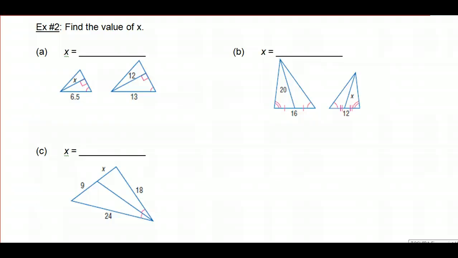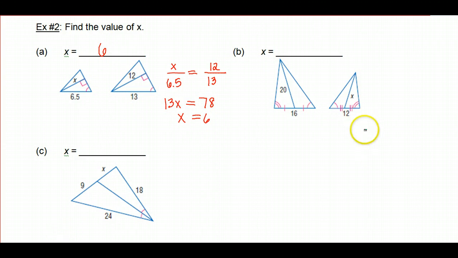Let's look at A. We have this one is an altitude, and this one is an altitude. So we're going to compare them to corresponding sides. Danielle, give me a proportion. 12 over 13. You agree? Good. X equals 6 because we get 13x equals 78. So x equals 6. Any questions there?